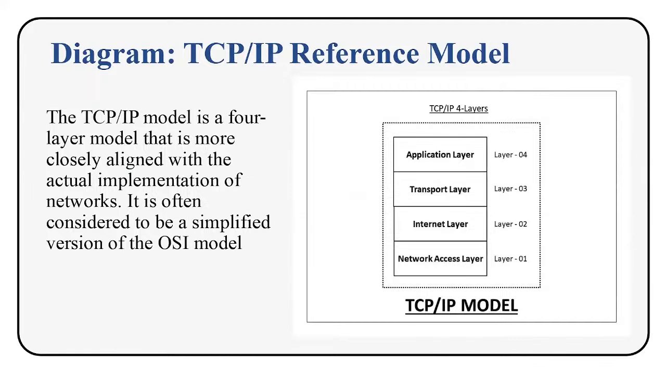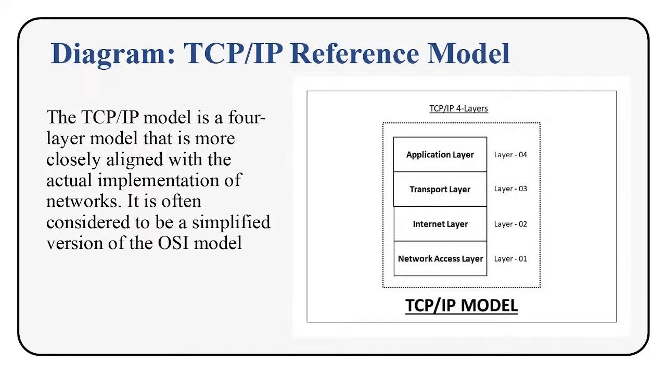The TCP/IP reference model is a modernized, or you can say refined model, which has only 4 layers: application layer, transport layer, internet layer, and network access. So network access is layer 1, and layer 2 is the internet layer, from bottom to top. Okay, and then the transport layer and the application layer. So the TCP/IP model is the 4-layer model that is more closely aligned with the actual implementations of the network, because it is a refined model.